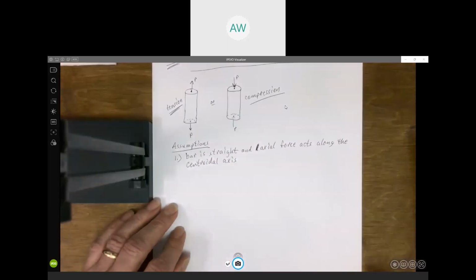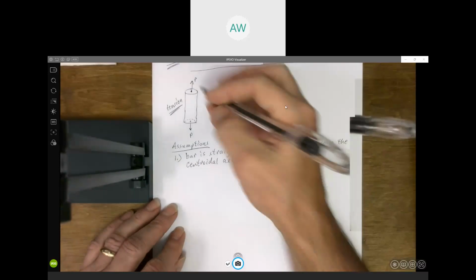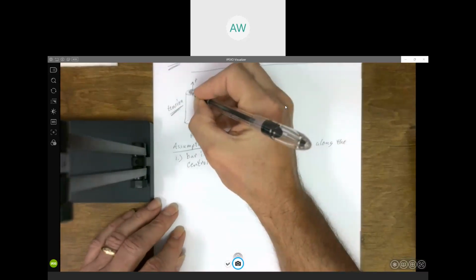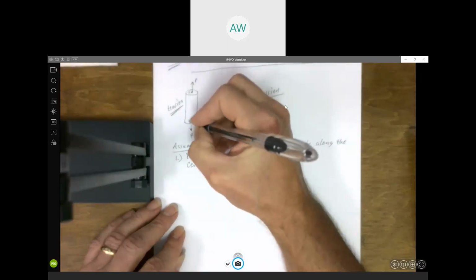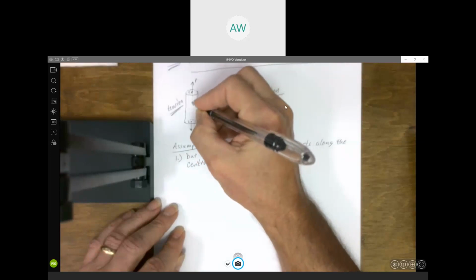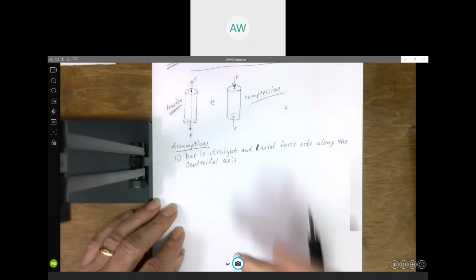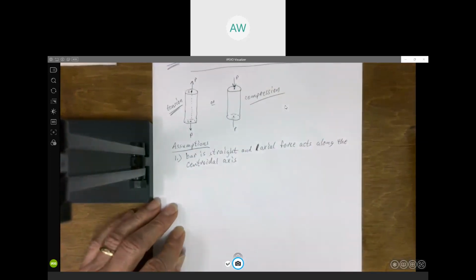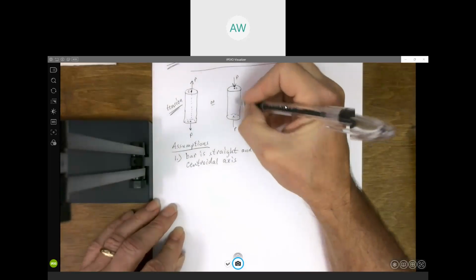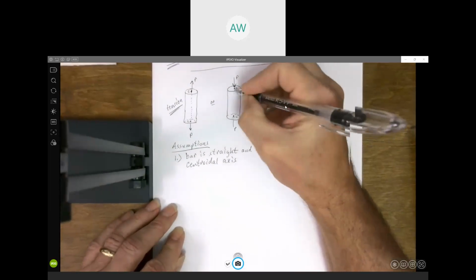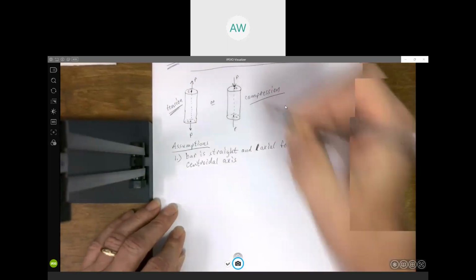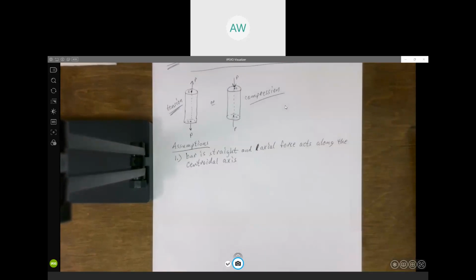And what I mean by the centroidal axis is, if you look at the cross section, it's this longitudinal axis that would run along the axis that passes through the centroid of that cross section. So that's what we're referring to. This axial load has got to be applied along that axis.